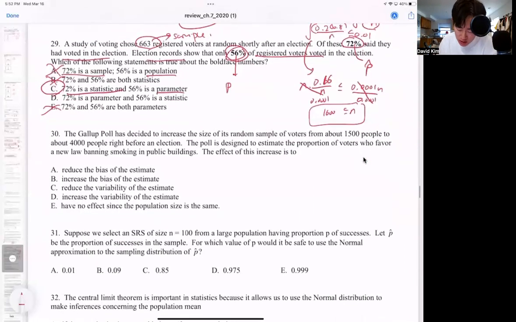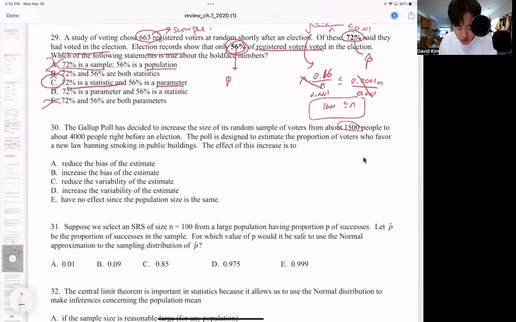30, the Gallup poll has decided to increase the size of the random sample of voters from about 1,500 to about 4,000. As the sample size increases, we should all know that the variability decreases. Reduce the variability of the estimate. Obviously, that's the one word that we want to go for.